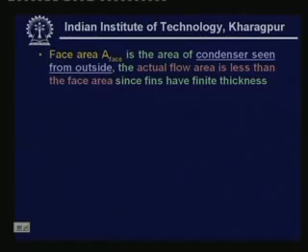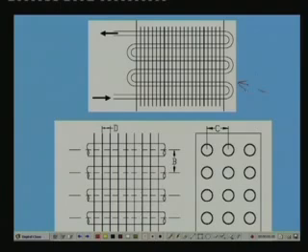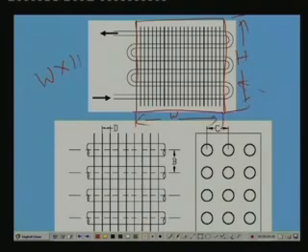Now, what is the face area? Face area is the area of condenser seen from outside. Okay, that means this is the plate fin type of condenser. So, this is how you see it from outside. Okay, so the face area is nothing but this area. Okay, if this is the width and this is the height, this entire thing is the height and this is the width, then face area is W into H.